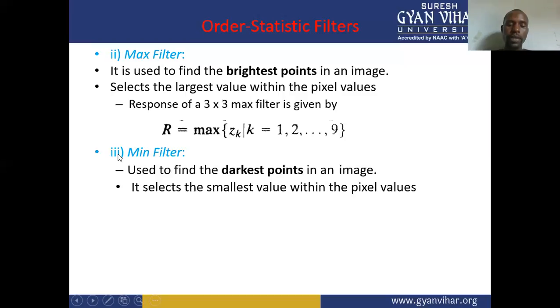Next, we have the min filter. The min filter is used to find the darkest point in the image. It selects the smallest value within the pixels, and that is denoted by the response min Z of K, where K is the size of the filter. The same case here, instead of picking the maximum value, we pick the smallest value.